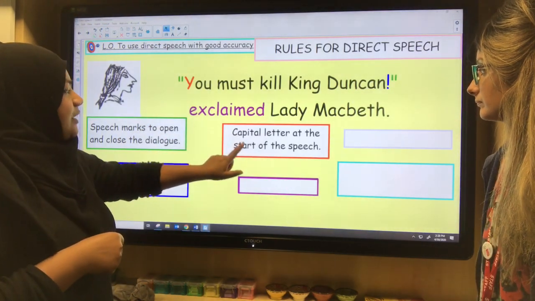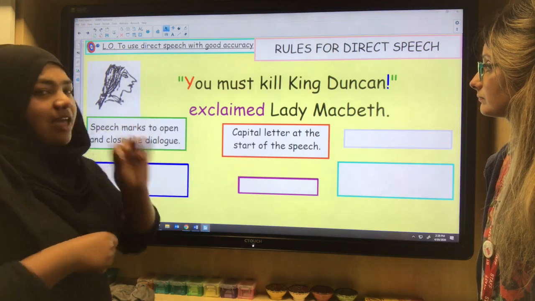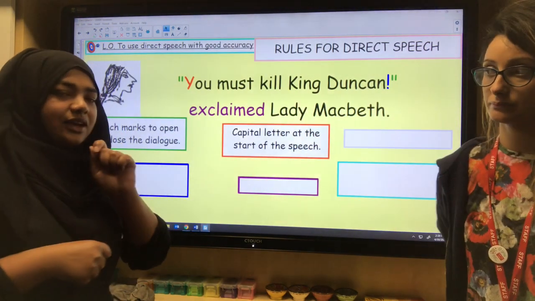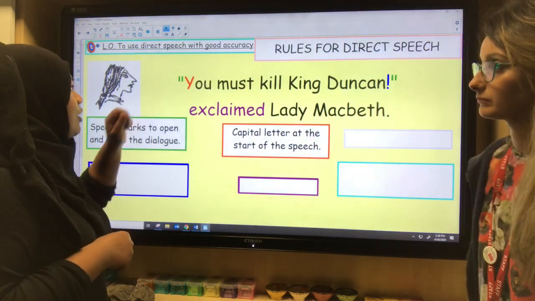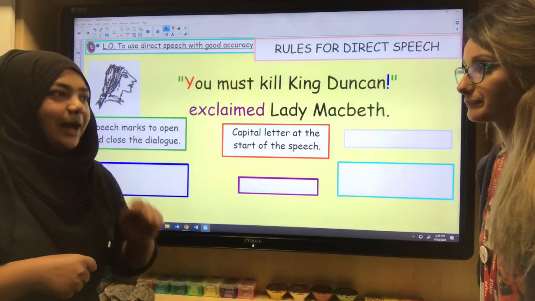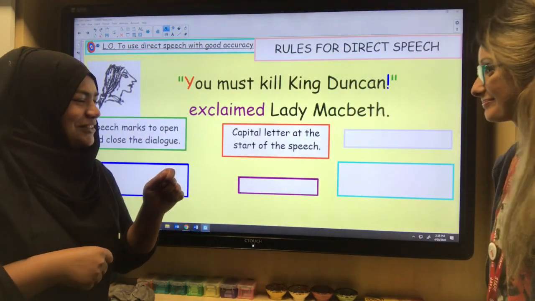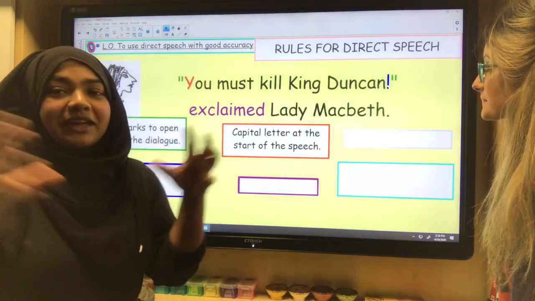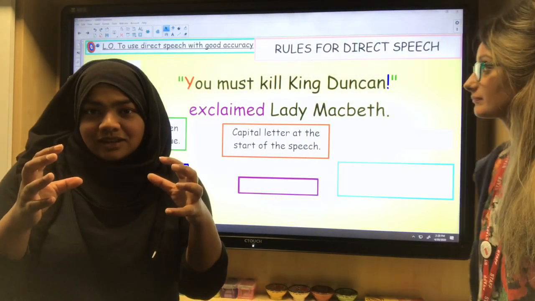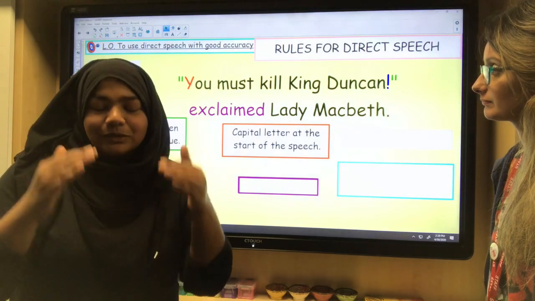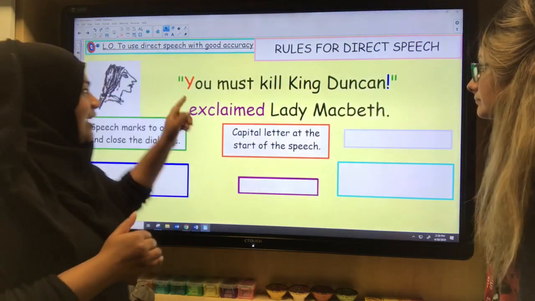The next one we're going to look at is the red box. It says capital letters at the start of the speech. Every single time you use direct speech, you must always begin with a capital letter. What must you begin with, Mrs. Gale? With a capital letter. Well done. It doesn't matter if it's in the middle of your sentence. If you're using speech, it has to always begin with a capital letter, and that is a must.